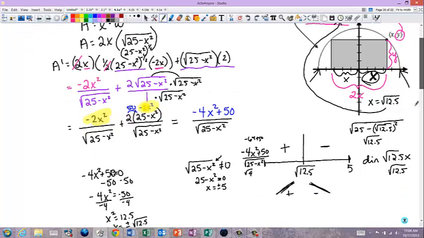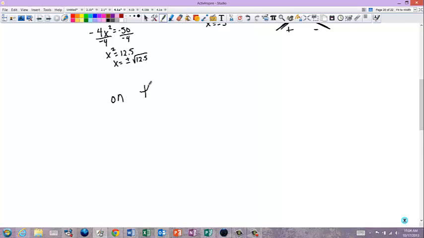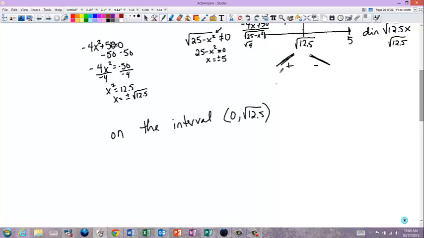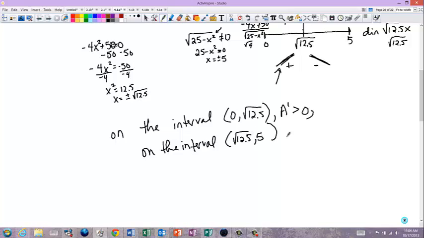And the way you would really write it for calculus is on the interval 0 to the square root of 12.5, in other words, here, 0 to 5, the derivative is greater than 0, and then on the interval, I'm running out of time, this lesson may be in 2 videos, the square root of 12.5 to 5, A prime is less than 0, so therefore, the square root of 12.5 is a max.